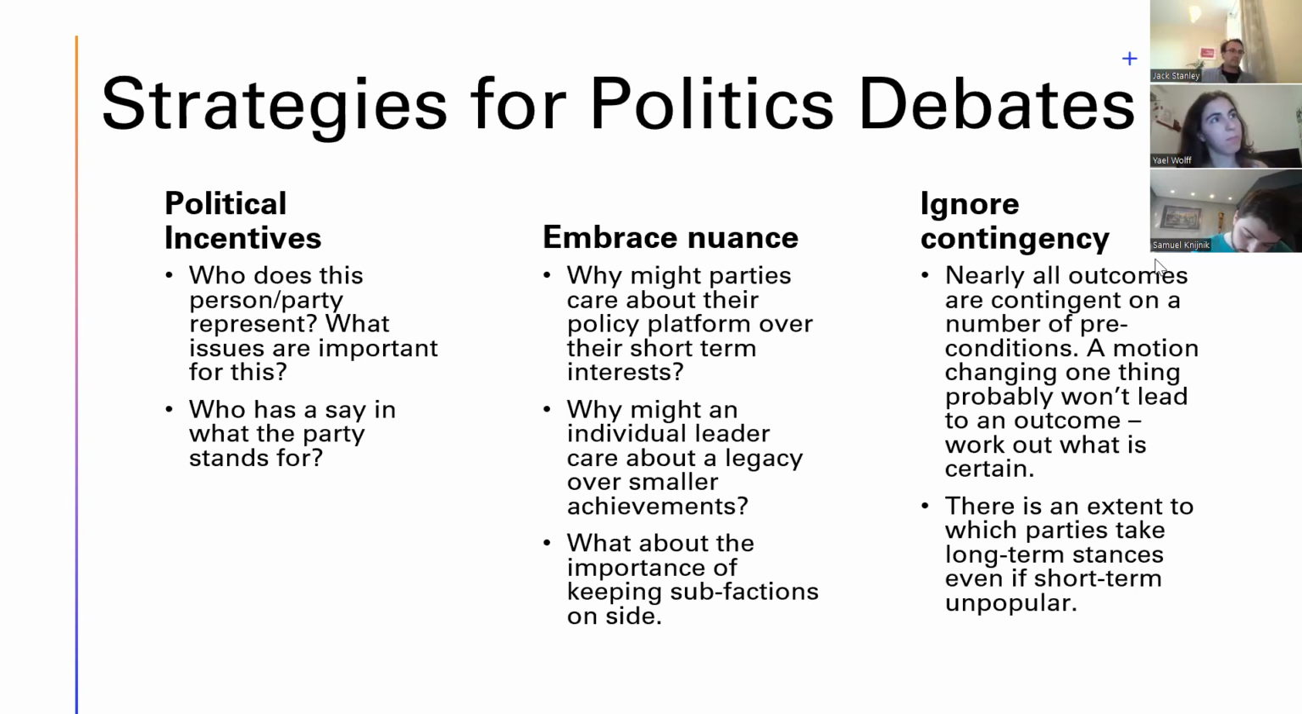And then just to flag, there is an extent to which parties take long-term stances, even if they're short-term unpopular. So this feeds into the question from Shrishti about applying these strategies in debates. I'm happy to take either of these actually.